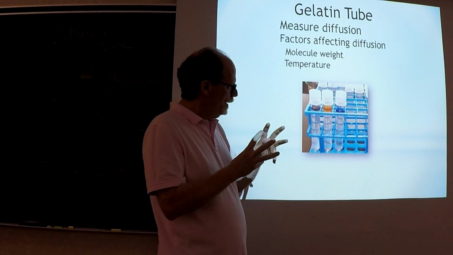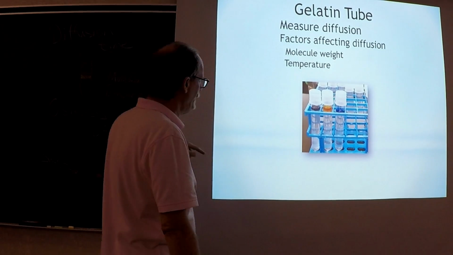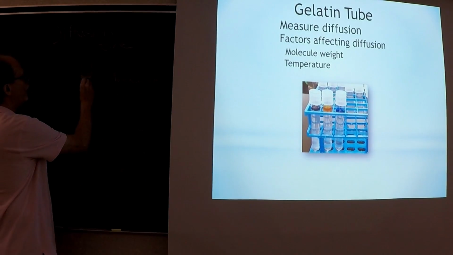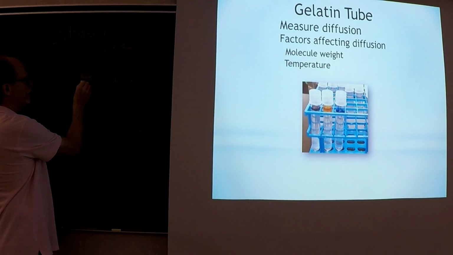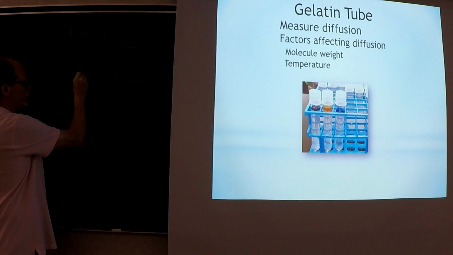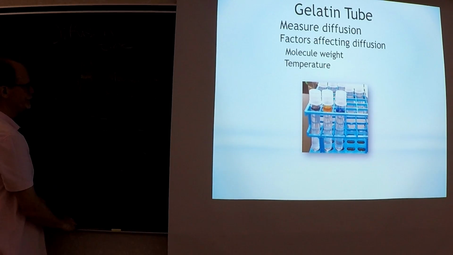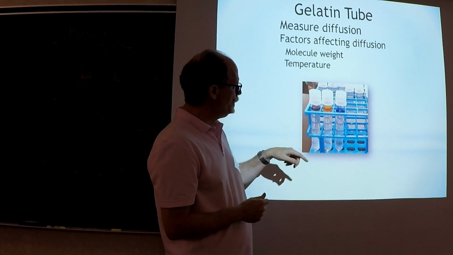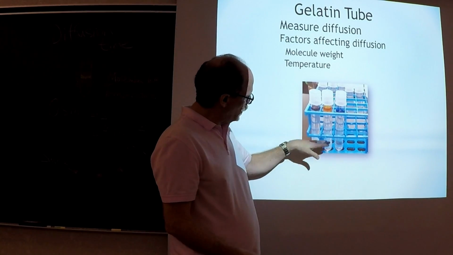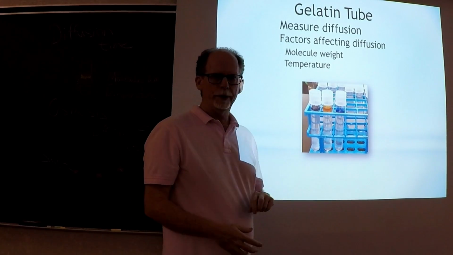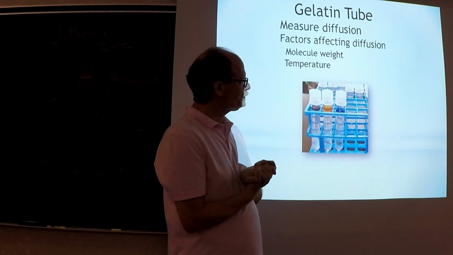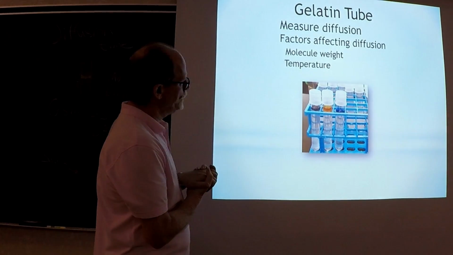The dye starts at the top of the tube, and then it would diffuse down the tube over time. So the yellow might come down to here. Then we would measure that distance after an hour and a half, and you'd expect the smaller, lower molecular weight dye to go down the tube more quickly than the heavier ones. And that's usually what happens.